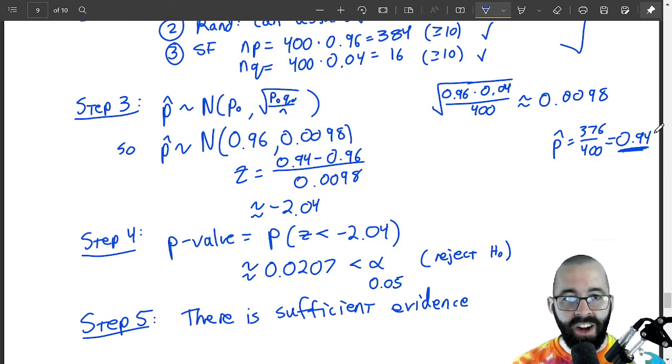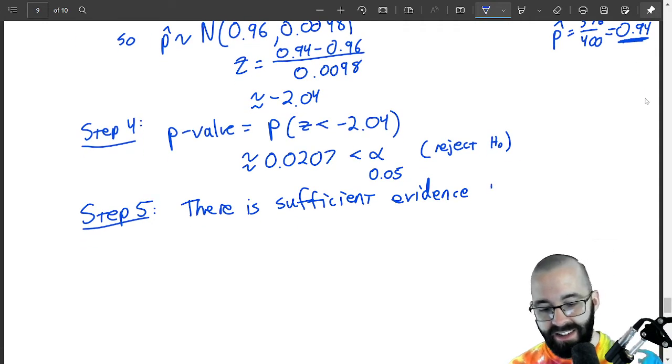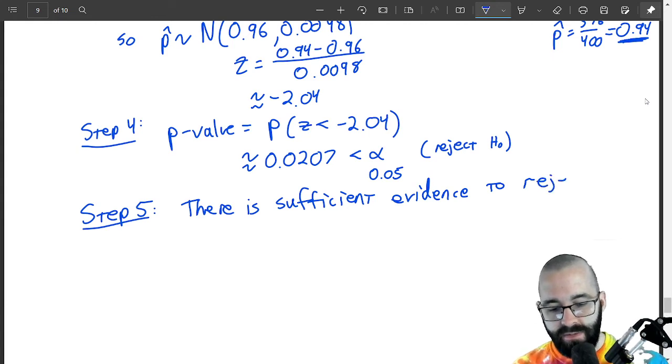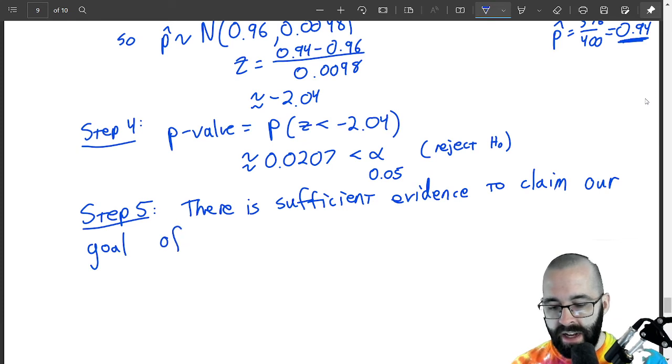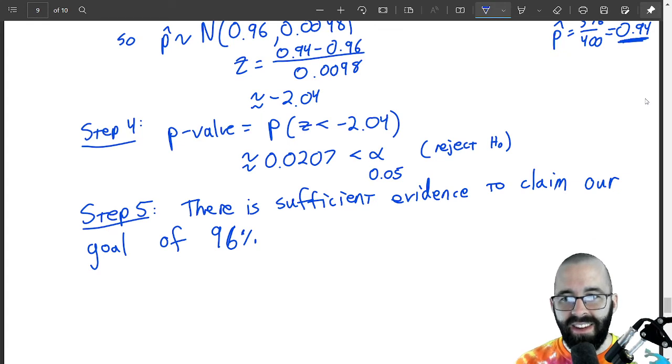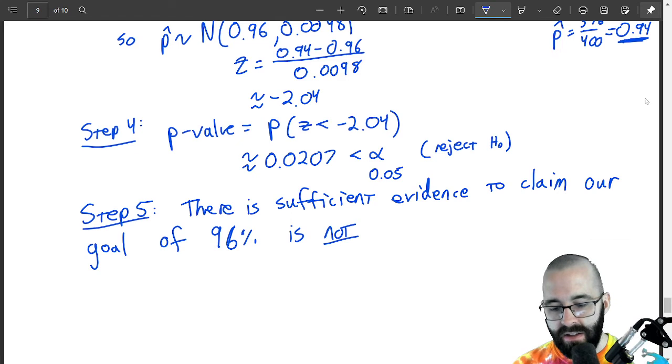So our target fell short, and we're saying that this is enough evidence to reject the null hypothesis. Let's use a little bit better words. Enough evidence to claim our goal of 96%. English really comes into play here, not math. Evidence to claim our goal of 96% is not being met.